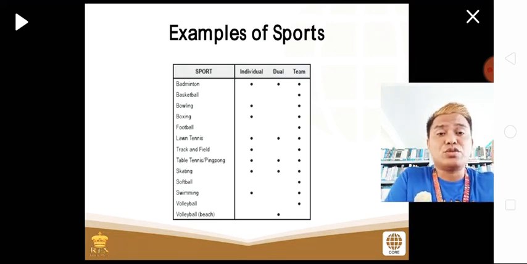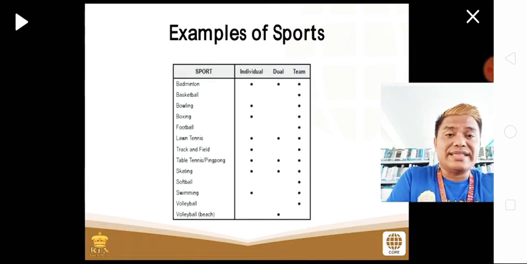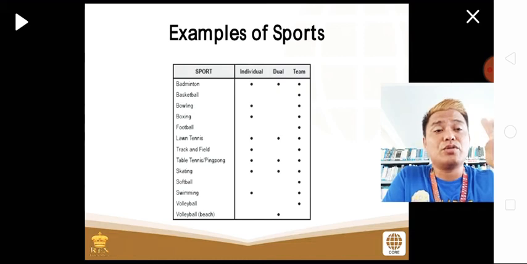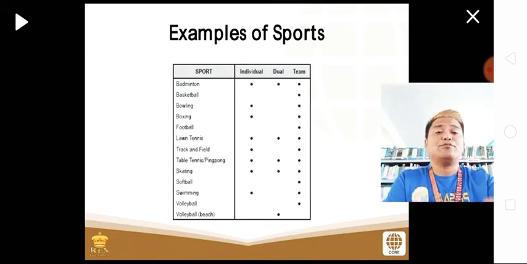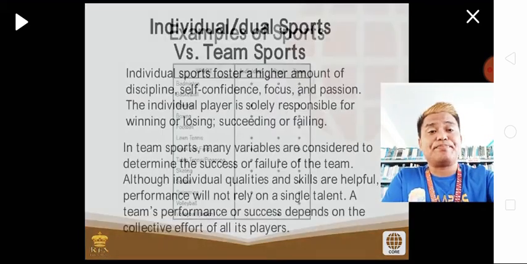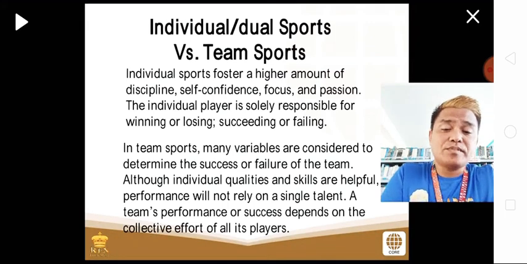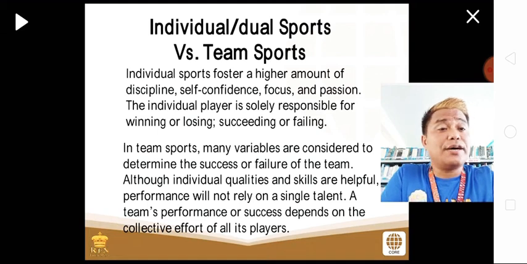Softball, team sports. Swimming, dual and team. Volleyball is a team sport. Beach volleyball is a dual sport. Beach volley is only a dual sport, not team. Okay, so those are the examples of sports classified as dual and individual.